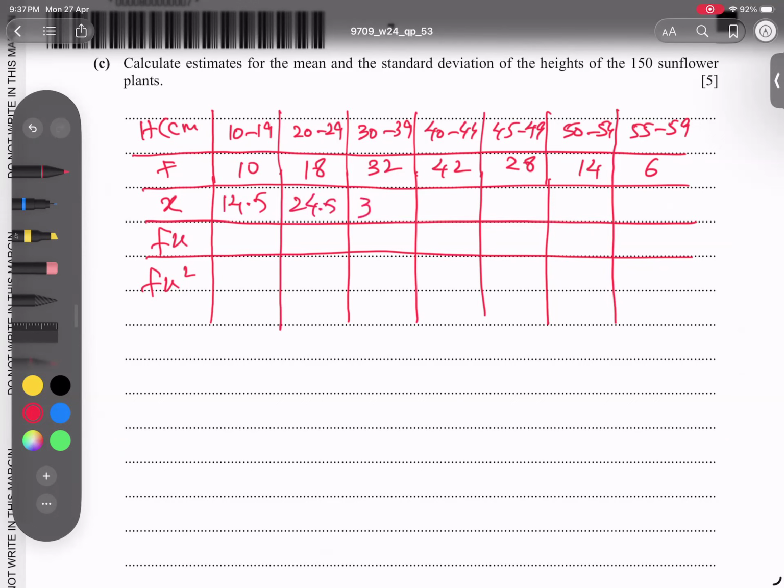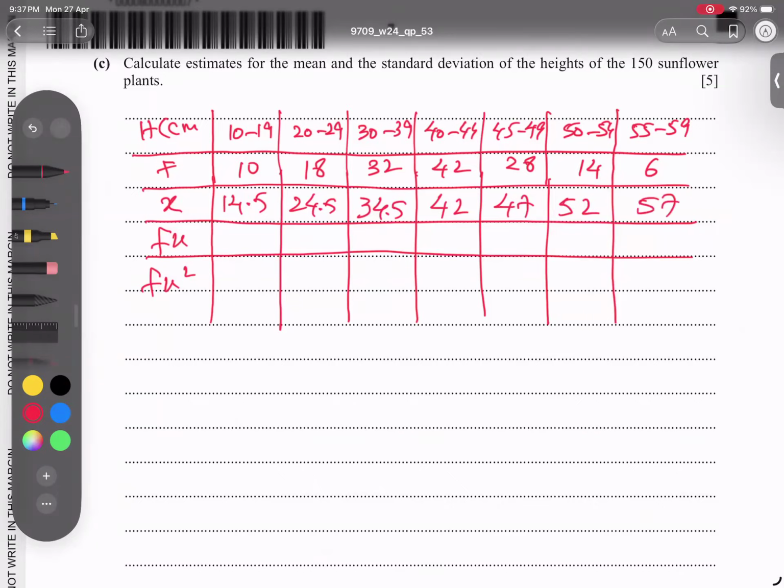Next number is 34.5. I think that's clear. And after that, we have 42. And then the next number is 47. And then we get 52, because it's the average of them. And the last one is 57.